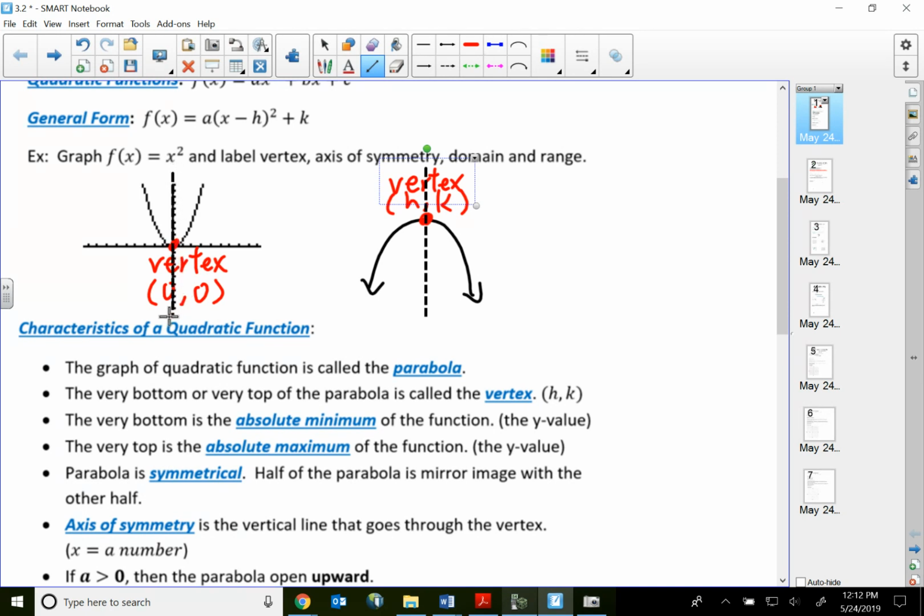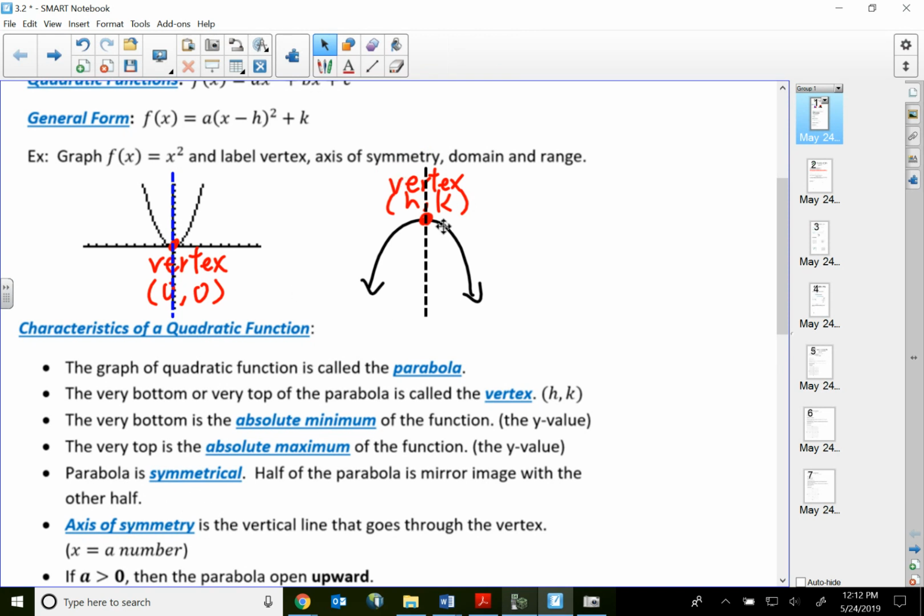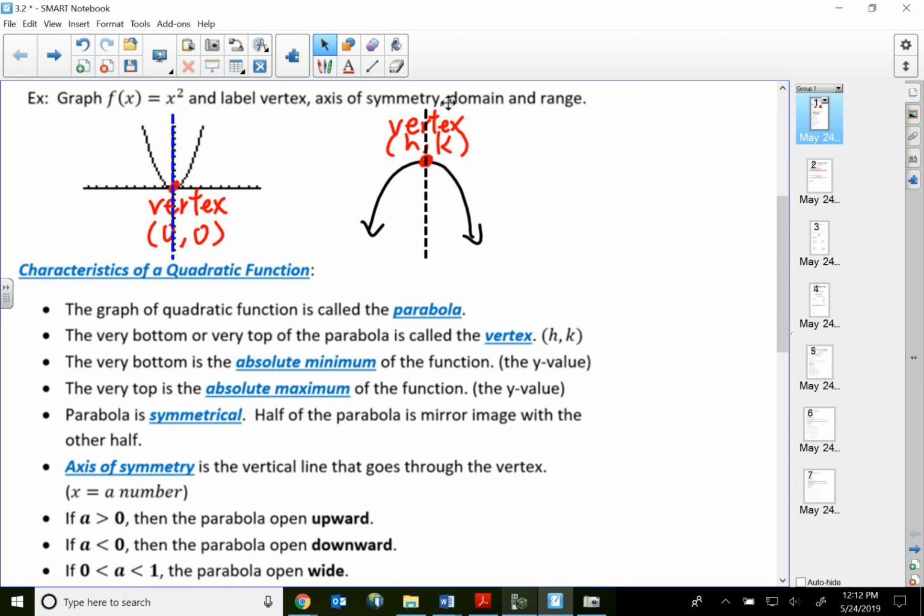So this line right here is called the axis of symmetry. Same thing right here, maybe I'll make a different color for that one. The line I'm using to cut my parabola into two halves is called the axis of symmetry. To the right and to the left of the axis of symmetry, the parabola is a mirror image. This line is a vertical line, so the axis of symmetry will always be written as x equals a number, the equation of a vertical line.